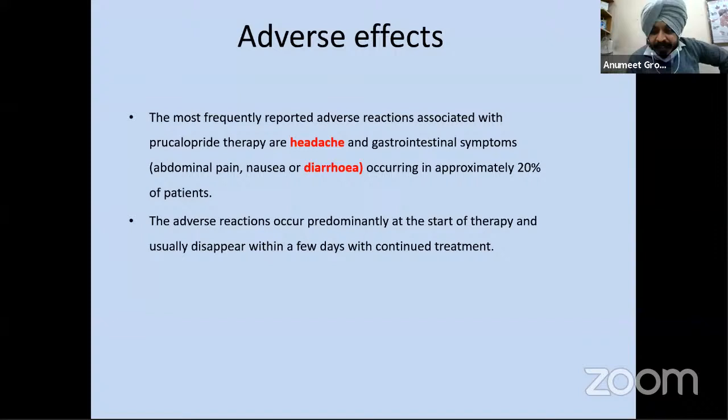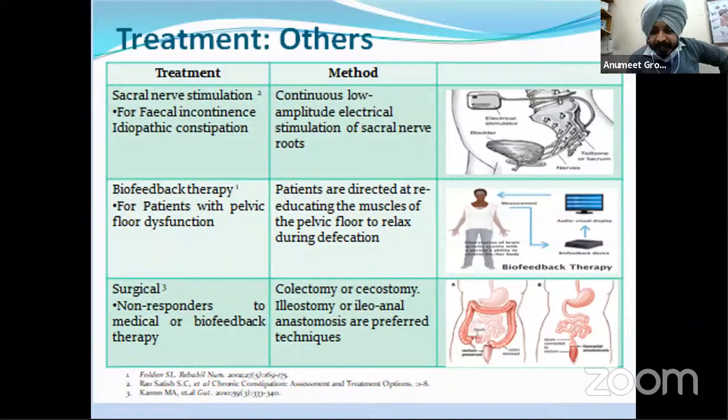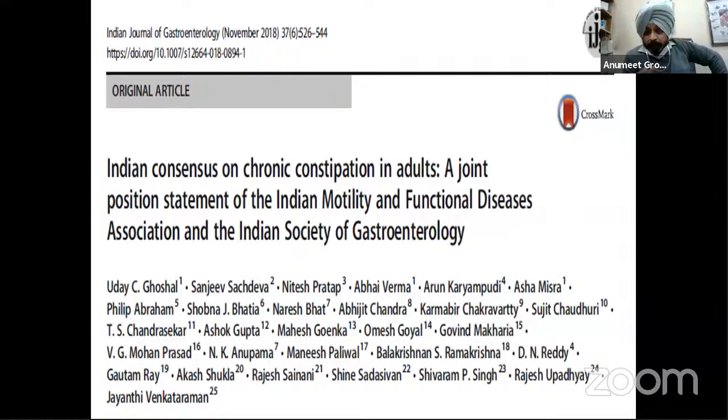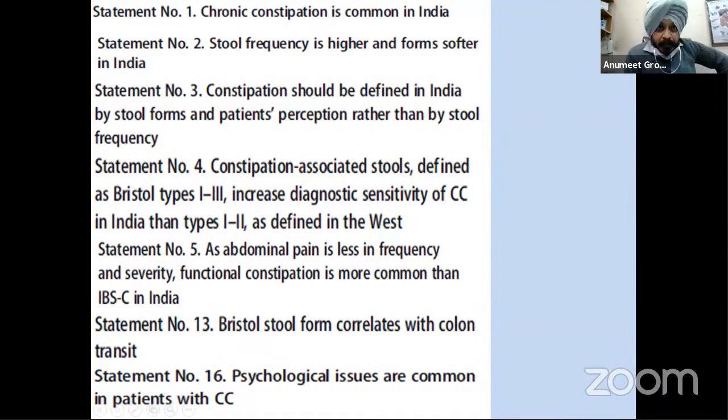The other treatment which I talked about in the previous slides, biofeedback therapy, is very important. Surgery is our last resort. This is the recent position statement by the Indian Society of Gastroenterology on constipation, which was published in 2018. It has various statements which I told in the previous slides: stool frequency is higher in the Indian subgroup of patients, despite them saying that they have incomplete evacuation. Constipation-associated stools are defined by Bristol type 1 and 3, which increases the diagnostic sensitivity of slow transit constipation.